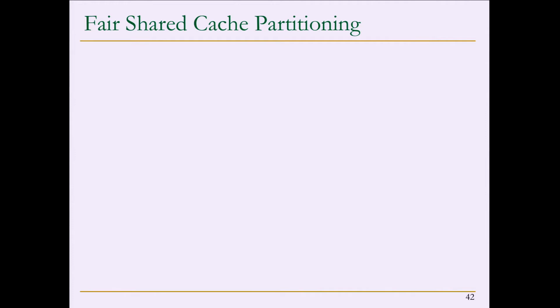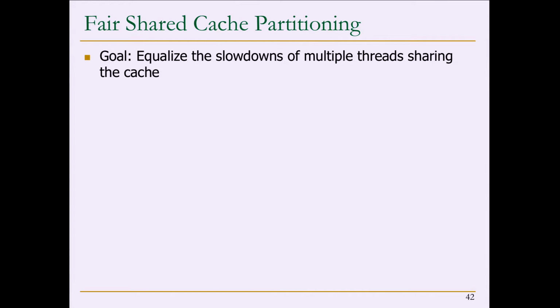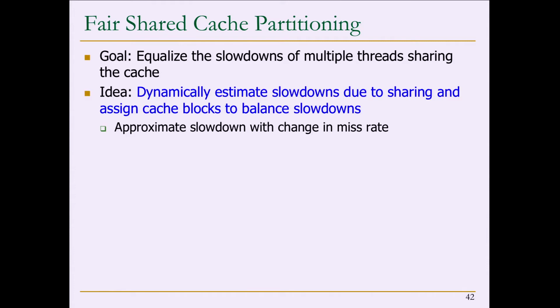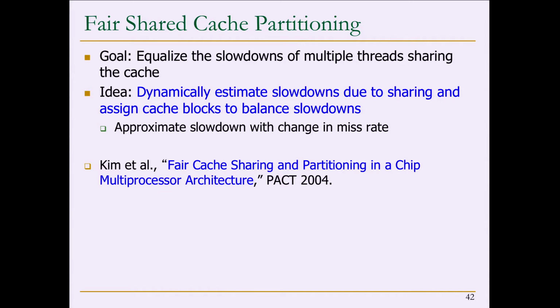So this is actually an early paper also in the area. The goal of this paper was similar to stall time fair memory scheduling, although this doesn't really try to estimate slowdowns. It's going to approximate slowdowns with something else that we will see. Basically, the idea is to try to equalize the slowdowns of multiple threads sharing the cache. And the idea is to dynamically estimate the slowdowns due to sharing and assign cache blocks to balance the slowdowns. That would be nice if you can do that. We're going to take a look at that if there's time in the end. And approximate the slowdown with change in miss rate. So the idea was first proposed in this paper, and I'm going to discuss that a little bit.